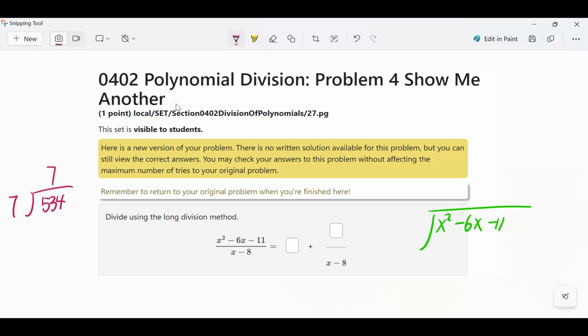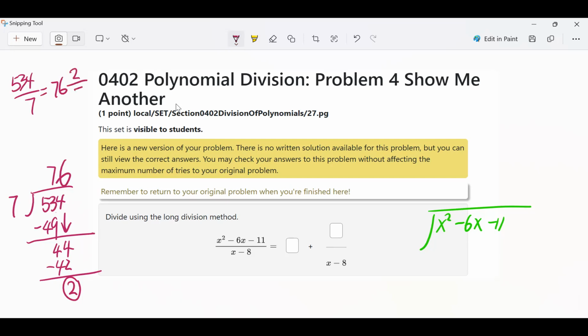That's 7 times 7, which is 49, put it on the bottom. Subtract it, you get 4, and bring down another 4. So 7 going into 44, that would be 6. 6 times 7 is 42, and we subtract it, 2 is the remainder. You write it as 534 divided by 7 is 76, remainder 2 over 7.